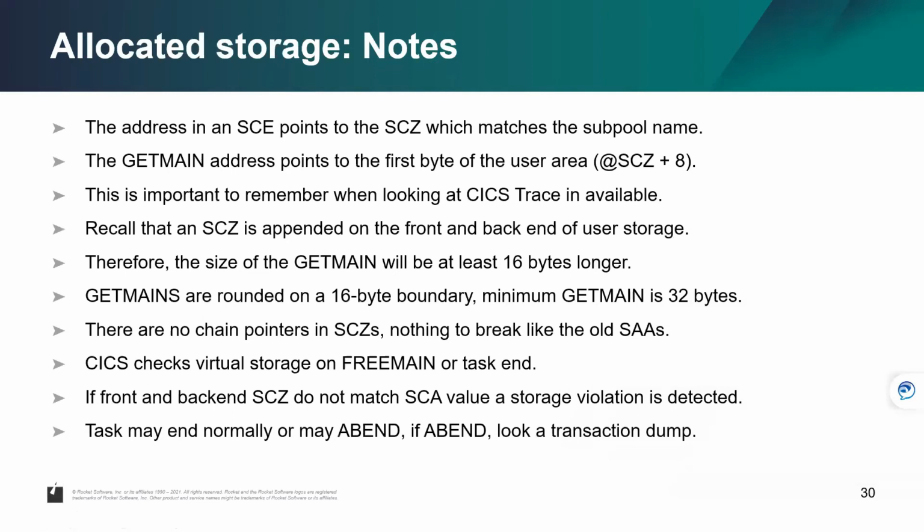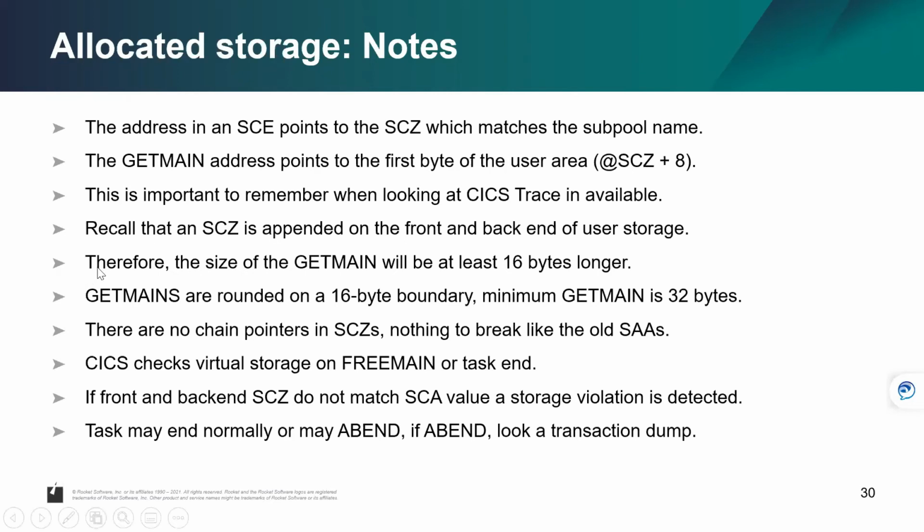So these are just some notes to remind you. The address of an SCE points to the SCZ, which matches the subpool name, i.e., the storage area provided by the control blocks includes the storage check zones, right? So that's what this is saying. The get main area that's given to you is the address of the SCZ plus 8. So you're always given storage 8 bytes later. It's important to remember that when you're doing searches for storage, right?